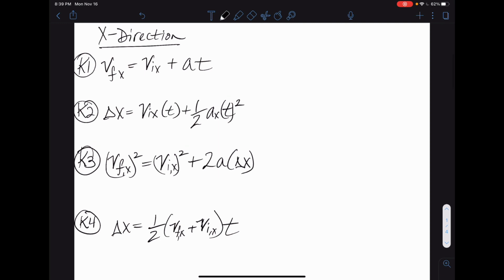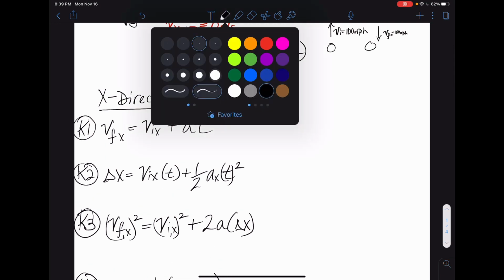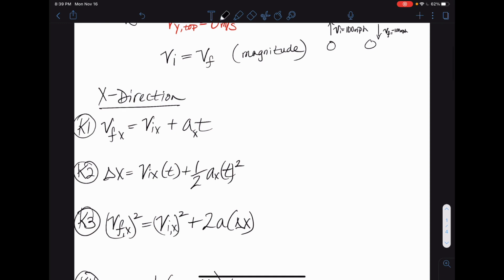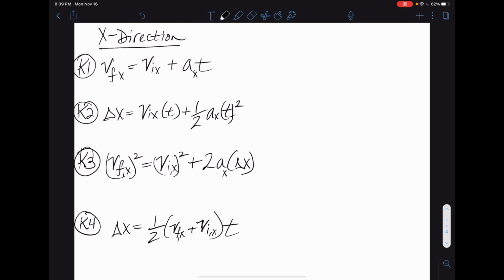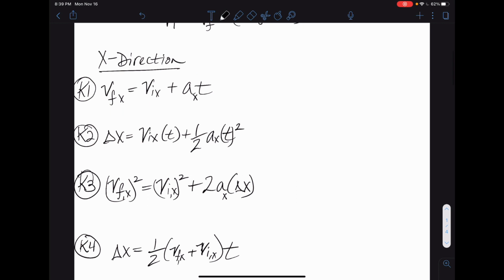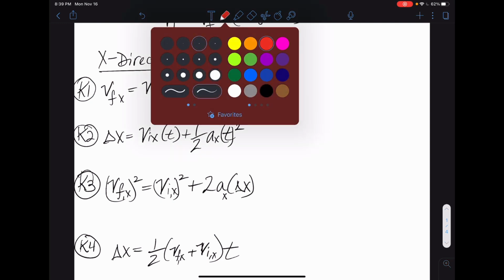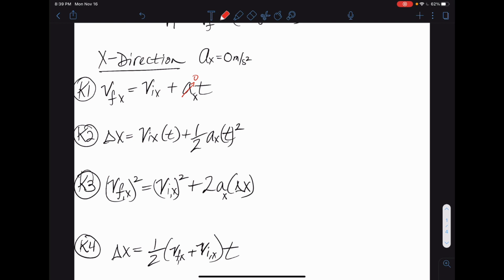Okay, so let's go through and look at this. We said last time, and we just said a second ago, and I noticed I forgot my X here on this A right here. I apologize. Did I miss another one? I think I missed one down here too. We said that in the X direction, the acceleration is equal to 0. That projectiles don't accelerate left or right, assuming no wind or air resistance. If this is true, we can say then that AX is equal to 0, and this term right here becomes 0. So K1 simplifies into this, that VFX is equal to VIX.